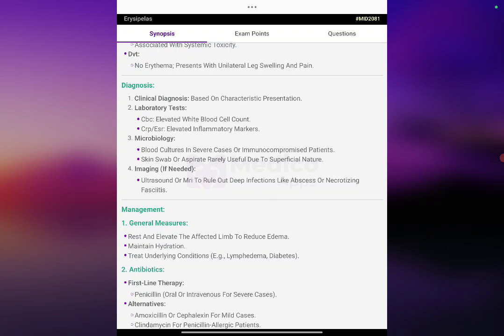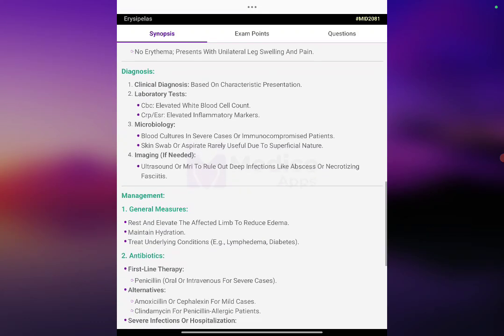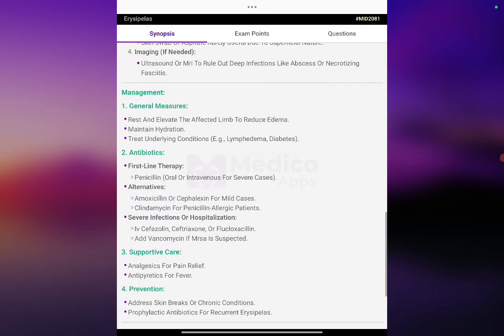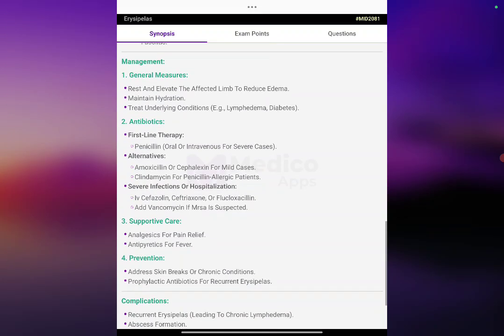Diagnosis: clinical diagnosis, based on the characteristic presentation. Laboratory tests: CBC, elevated white blood cell count; CRP and ESR, elevated inflammatory markers. Microbiology: blood culture in severe cases or immunocompromised patients; skin swab or aspirate is rarely useful due to the superficial nature. Imaging if needed: ultrasound or MRI to rule out deep infection like abscess or necrotizing fasciitis.